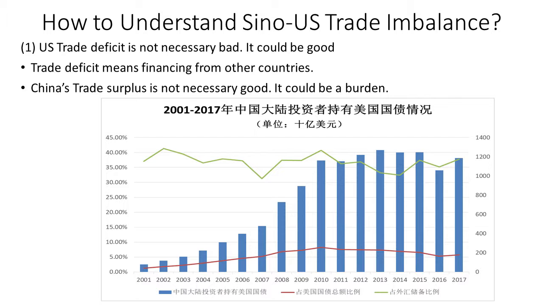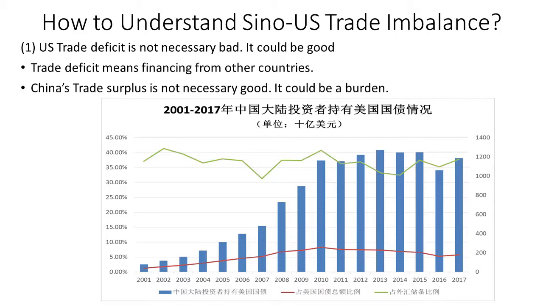So that's number 1. Number 2, from China's perspective, trade surplus is not good either. Because suppose you have too much trade surplus, then definitely you will have inflation pressure.